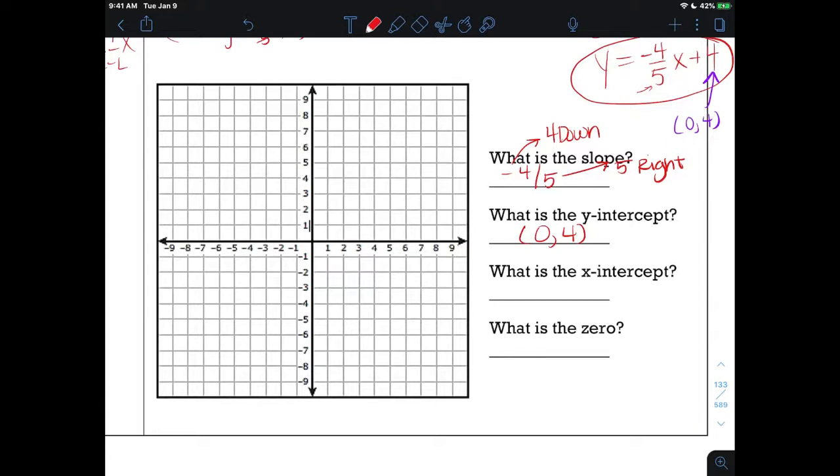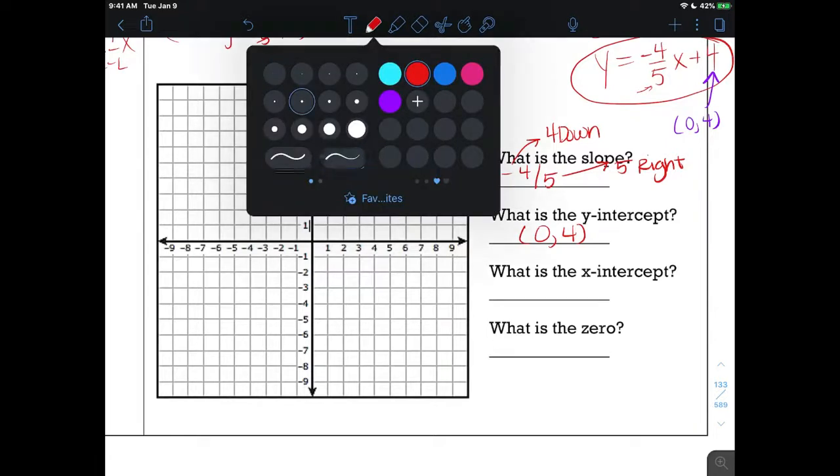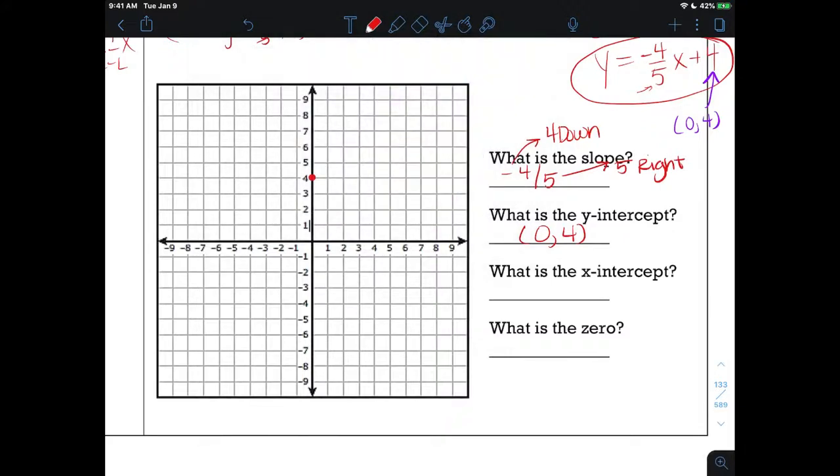So I'm going to say y-intercept is located at 0, 4. And my slope is 4 down, 5 to the right. So 4 down, 5 to the right. Okay. Now I'm going to go back to my y-intercept, and I'm going to do the opposite because I have all this graph out here. So 4 up, 5 to the left.